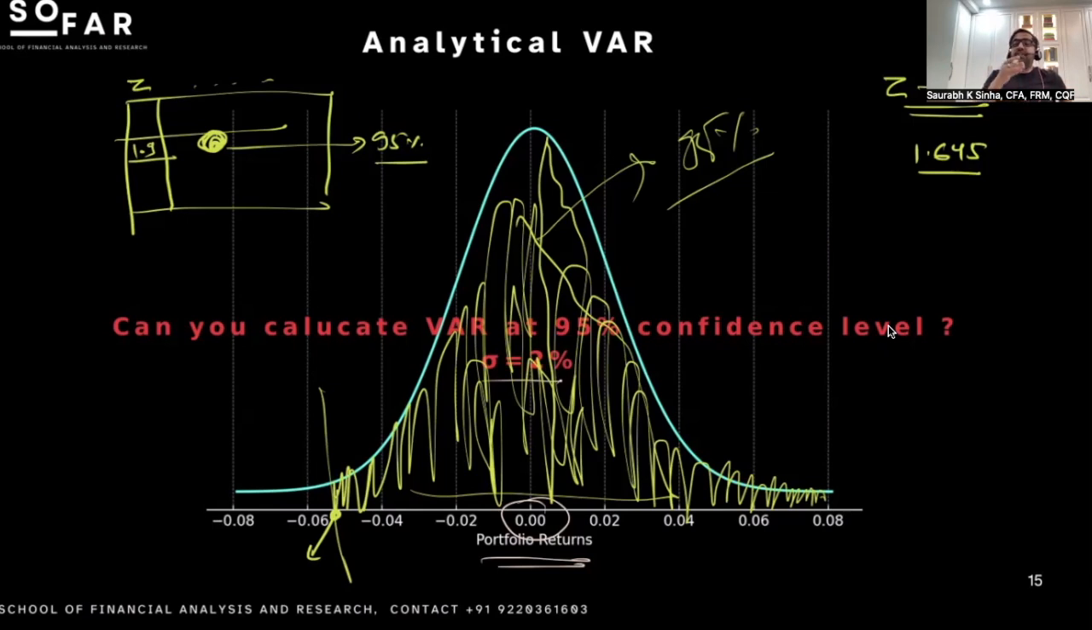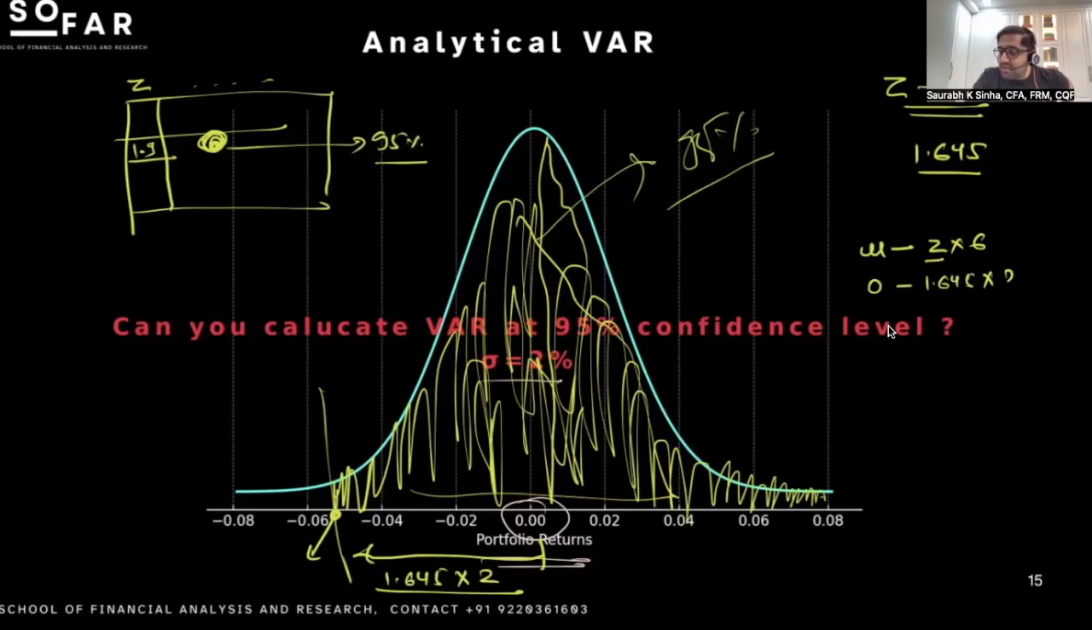How many standard deviations are we away from the mean? So how many standard deviations? 1.645 standard deviations. What is the standard deviation? 2% from the mean. So you will write mean minus, because you're moving in the left direction, mean minus Z into sigma. Mean is 0. Z is how much? 1.645. Standard deviation 2%. What should I write? 1.645 into 2 is negative how much?